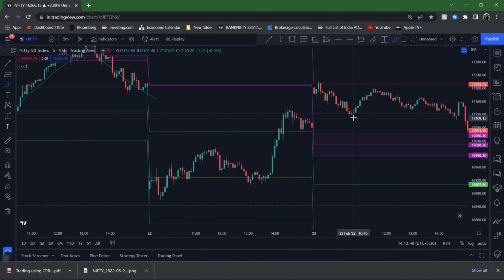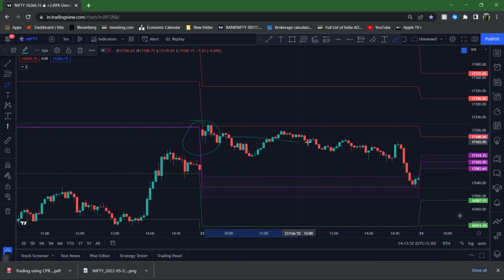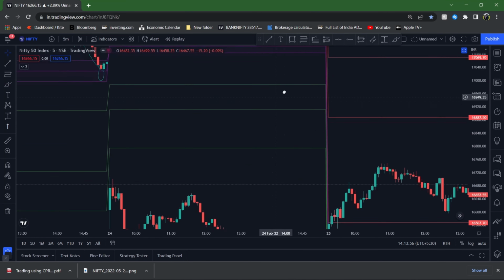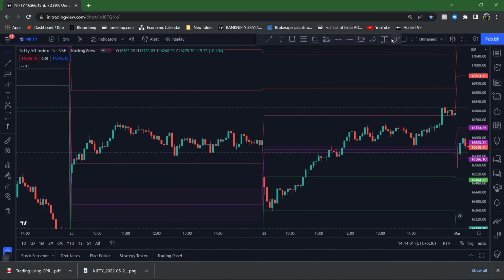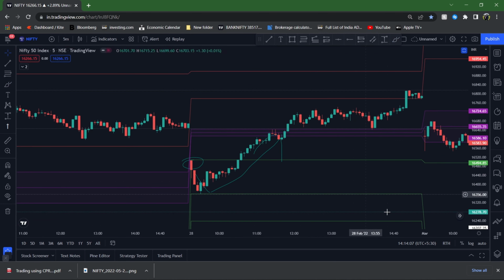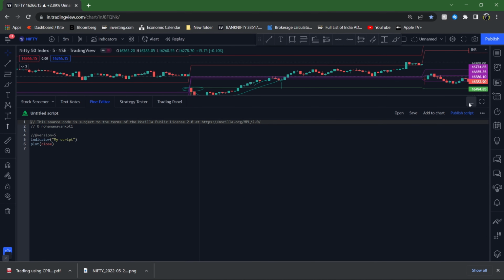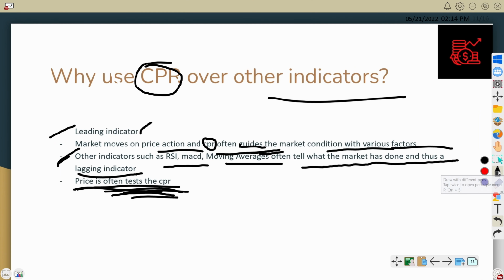Let's look at this day where the market gapped up. At the end of the day it came to test the CPR. This is what I mean by price often coming back to test the CPR, here also. You can see the market opened, went down, came and tested the CPR. So you can devise a strategy on that, because the market often tests the CPR.